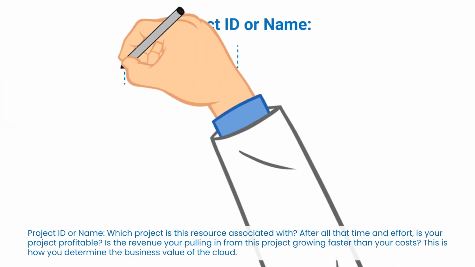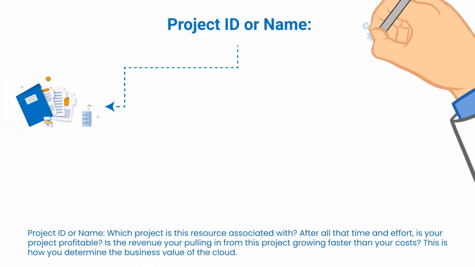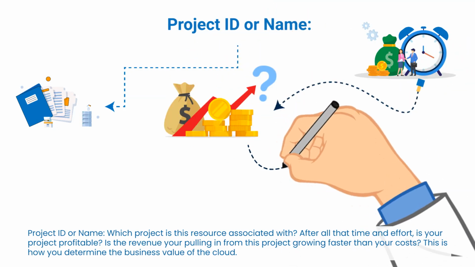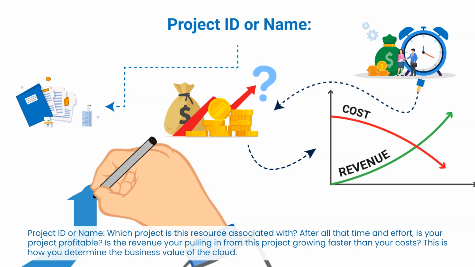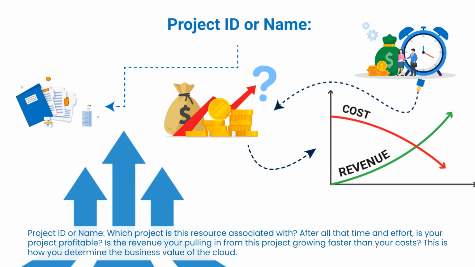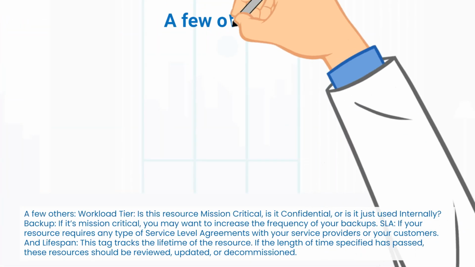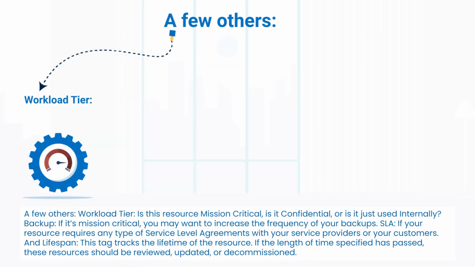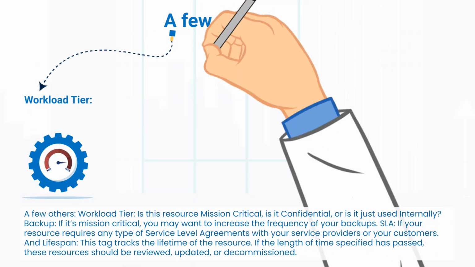Project ID or name. Which project is this resource associated with? After all that time and effort, is your project profitable? Is the revenue you're pulling in from this project growing faster than your costs? This is how you determine the business value of the cloud. A few others. Workload tier. Is this resource mission critical? Is it confidential? Or is it just used internally?